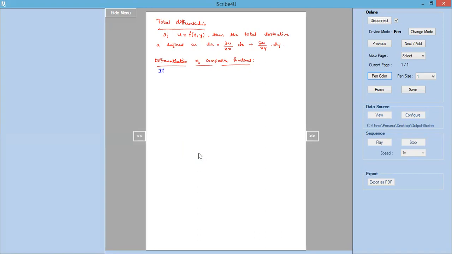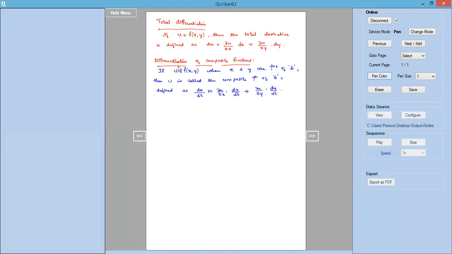If u is equal to a function of x comma y, where x and y are functions of independent variable t, then u is called the composite function of single variable t, and it is defined as du by dt is equal to dou u by dou x into dx by dt plus dou u by dou y into dy by dt.